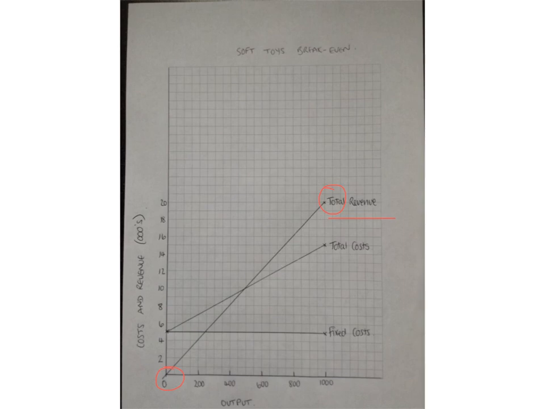So you'll always have 3 lines. Fixed cost is your horizontal, the total cost, which is on top of the fixed cost but at an angle, and then a much steeper line from 0 for total revenue. So effectively, I've got 3 points so far.